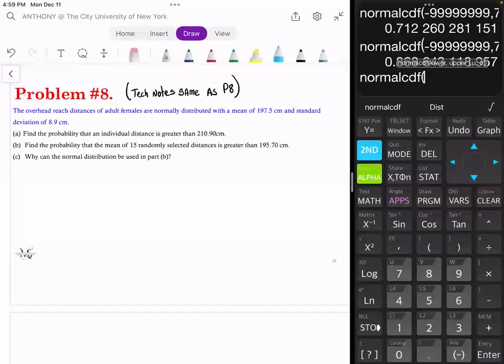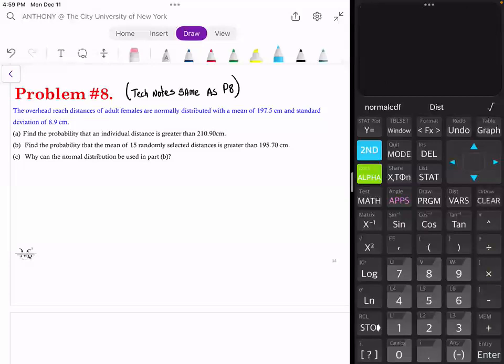All right, so in problem 8, it states that the overhead reach distances of adult females are normally distributed with a mean of 197.5 centimeters and a standard deviation of 8.9 centimeters. Part A states, find the probability that the individual distance, meaning one distance, is going to be greater than 210.90. And part B says, find the probability that the mean of 15 randomly selected distances is going to be bigger than 195.7. So there's going to be some differences to the way that we solve parts A and B.